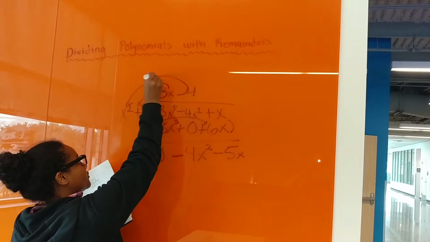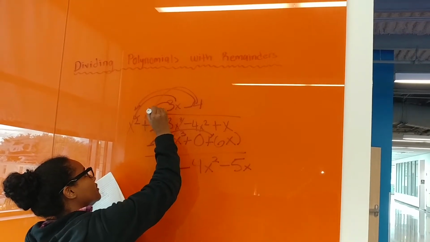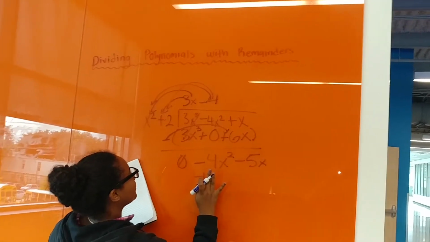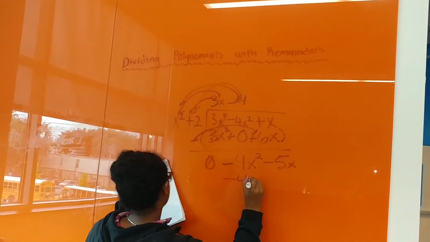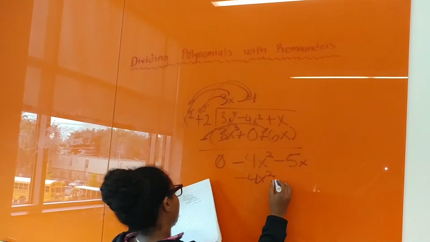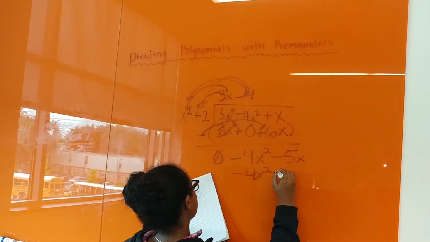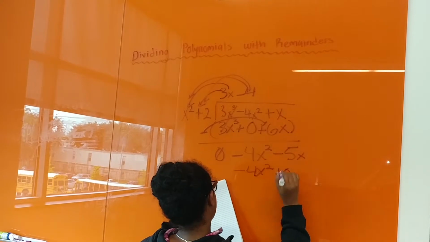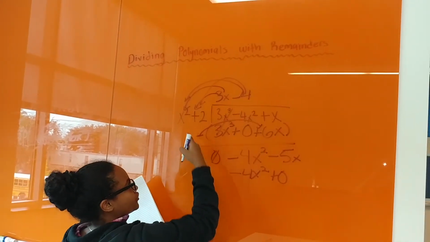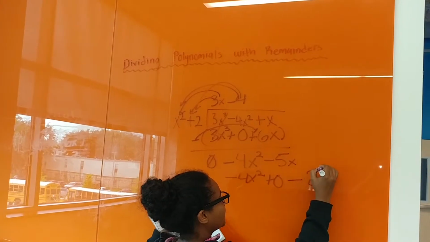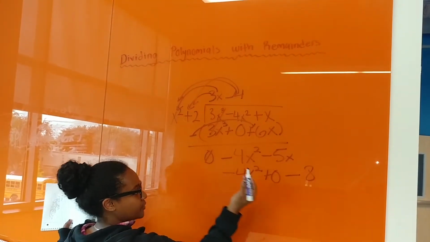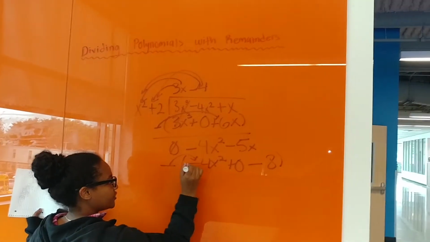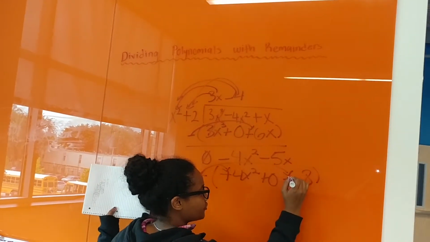So when you do that, you have to distribute again. So you'll end up with a negative 4x squared, plus the 0. Don't forget the plus the 0. And then minus 4 times 2, which gives you a minus 8. And then we do the same thing here. We subtract, multiplying it to change the signs. So remember, you're distributing a negative, so this turns to a positive, and also this one turns to a positive.